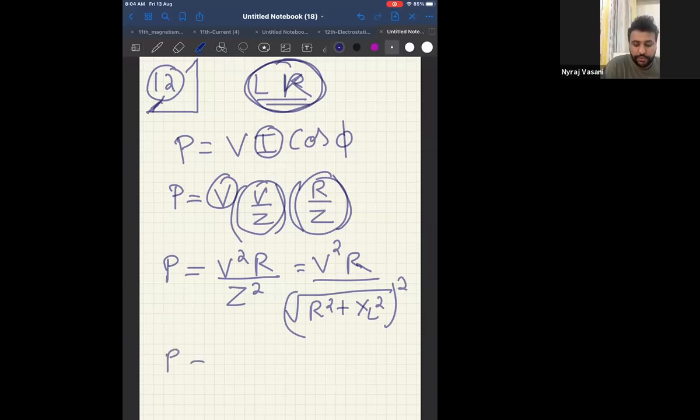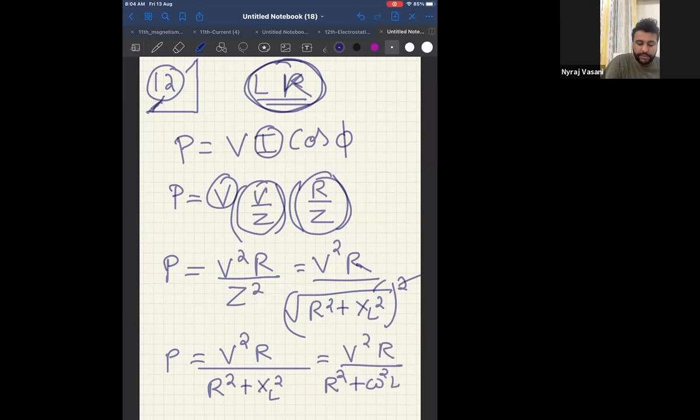Look at this. P is equal to V square R divided by, can I say square root and square will cancel and I will get R square plus XL square. Now that is equal to V square R divided by R square plus omega square L square, because XL is nothing but omega L, the whole square, which is omega square L square. Therefore, can I say this is nothing but option B? Check. This is nothing but option B. Clear?